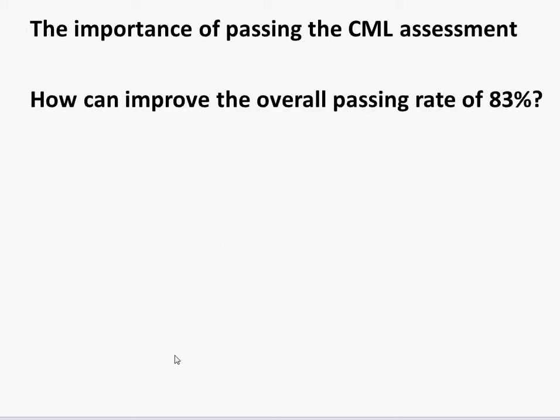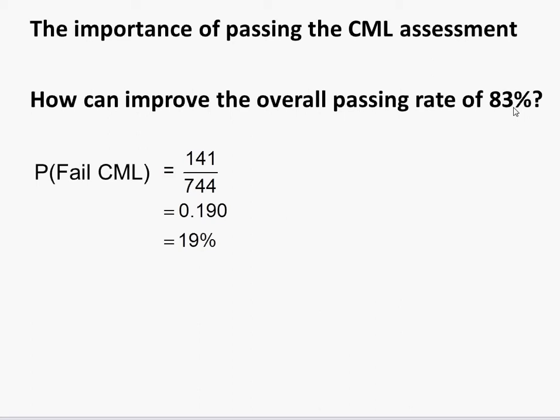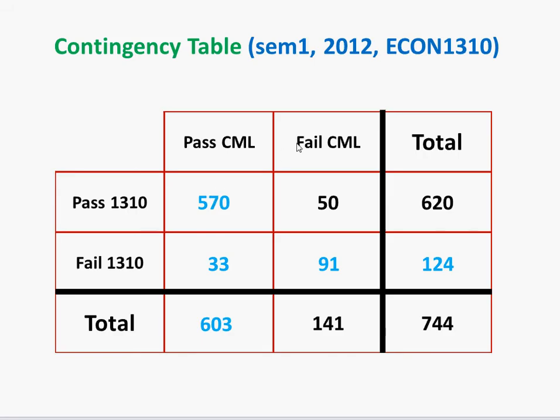Okay, so the question really then comes down to, how can we improve the overall pass rate that we saw as 83%? And we've just seen the impact of the CML. So I thought, let's go after this CML and have a closer look. So I looked at the probability of failing the CML, and that turns out to be 19%, 141 over 744. And that's not that great, because that means 1 in 5 are actually failing these quizzes, or the quiz component of the course. So just to check that out, chance of failing the CML, that's 141 over 744.